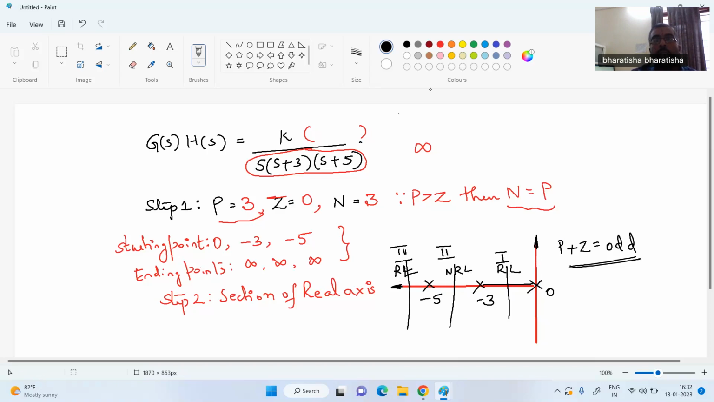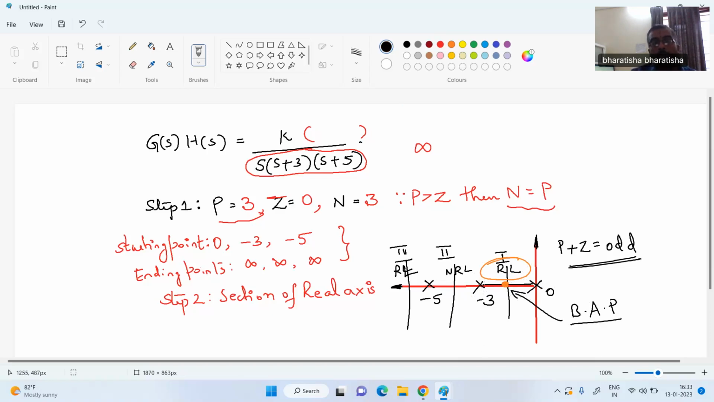And also, very importantly, you can also predict the breakaway points. The breakaway points will exist whenever there are two adjacent poles, and between them, if it is a root locus region. You can see here, there are two adjacent poles, that is 0 and -3. Between them is the root locus region, and hence there is a breakaway point here. So one breakaway point you can expect here.